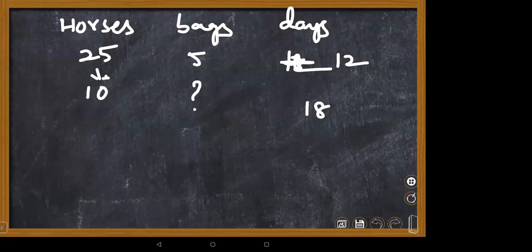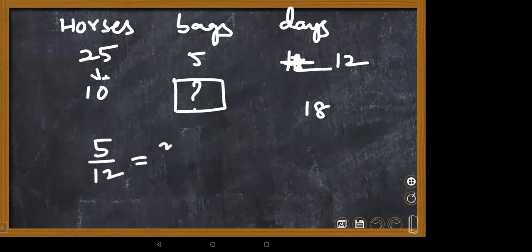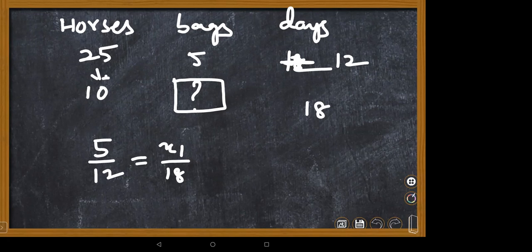Yes or no? 5 by 12. Very good. 5 by 12 is equal to x by 18. Very good. Come on, you're trying. Same way, anyone from the class? Now we get cross multiplication. Yes, cross multiplication also you can do. Please do it and tell what answer you will get.